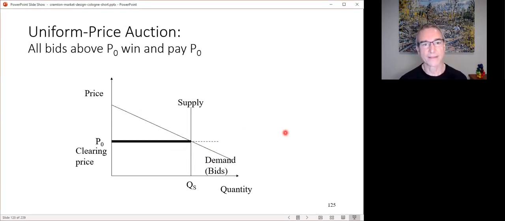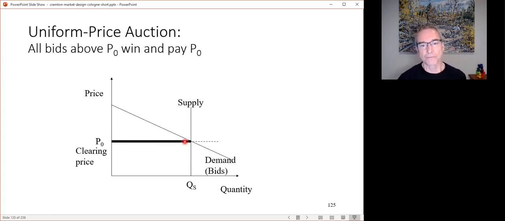And then the uniform price auction, exact same thing. The auctioneer takes the aggregate demand curve, crosses with supply, finds the clearing price. That splits the group into the winners up here and the losers down here. And in this case, the winners all pay the clearing price. That's why it's called the uniform price auction.